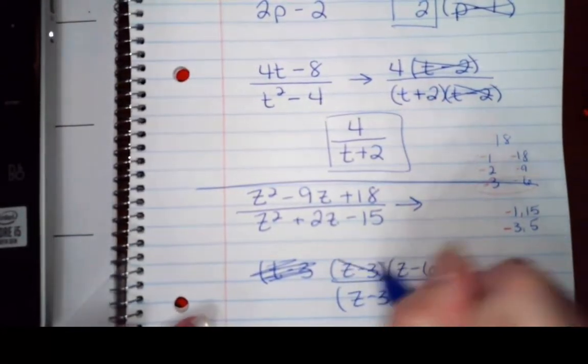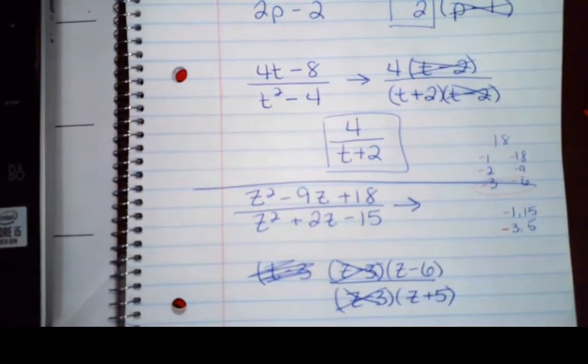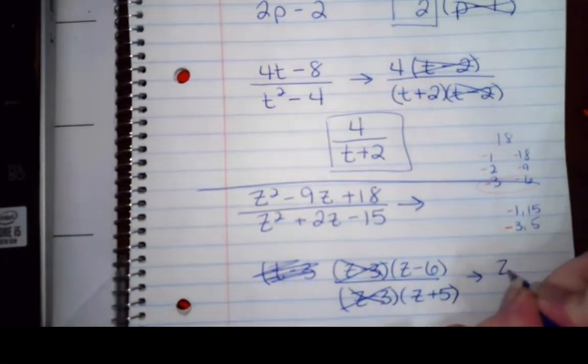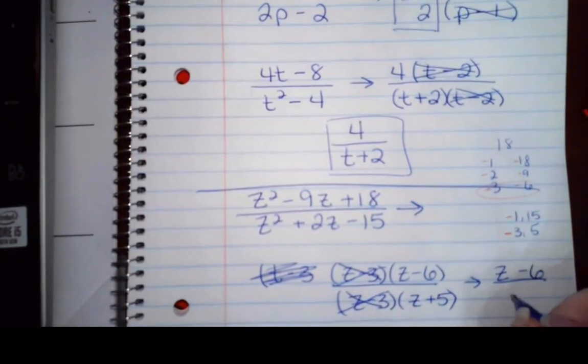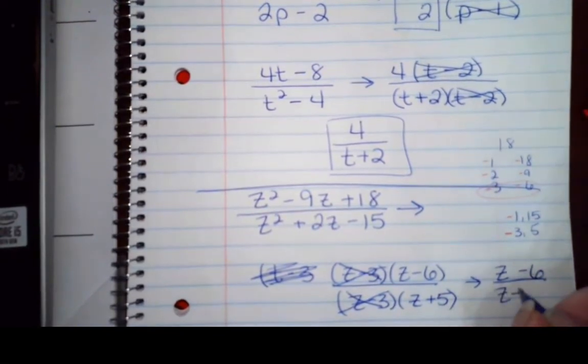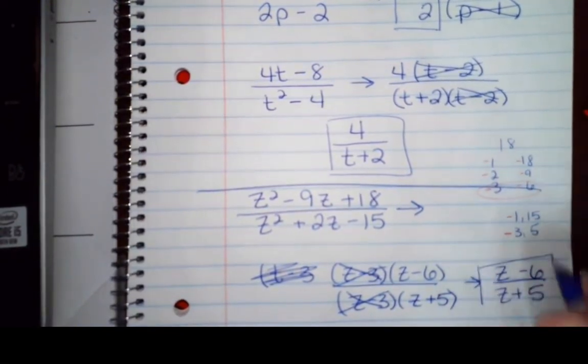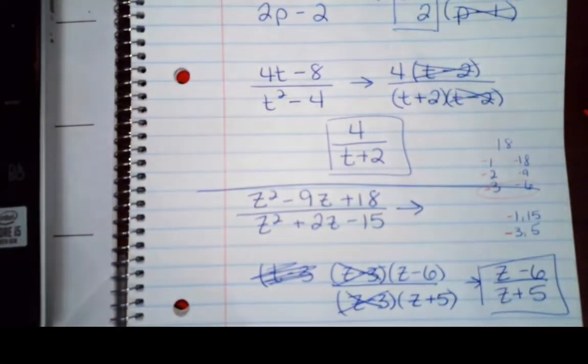So now I notice I've got factors that match. They reduce. So my final answer for a reduced rational expression is z minus 6 over z plus 5. Okay, don't reduce the z's because you're back into an addition subtraction problem.